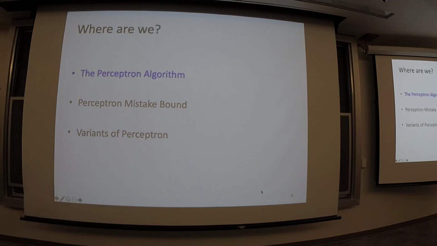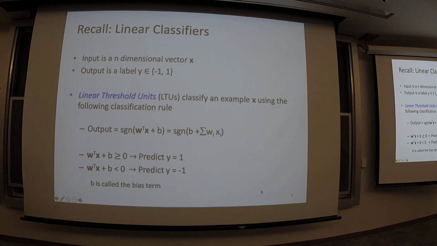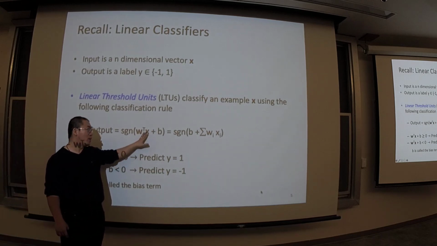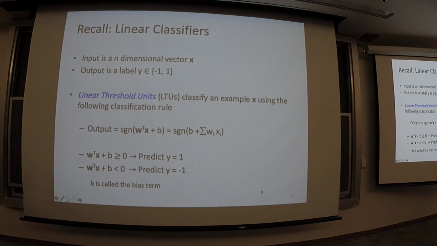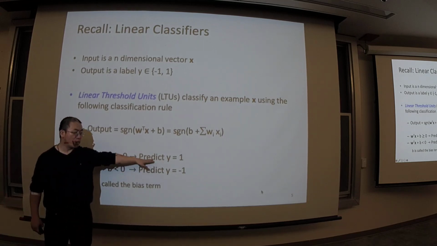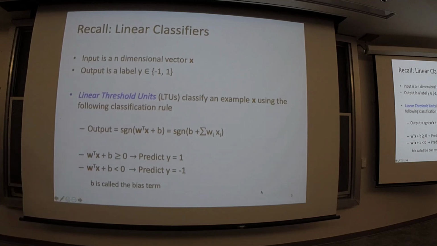So first is the perceptron, right? So we need to briefly refresh our minds about the definition of linear classifiers. In our general definition for linear classifiers, our input is assumed to be an n-dimensional vector. Our output label is binary, either -1 or +1. And our linear classifier, which is also called a linear threshold unit, classifies an example X using the following rule. We first compute a classification function, which is a simple linear function, the inner product between the weight vector and the input vector plus a bias term B. Then we look at the sign, which determines the label. If the classification function is non-negative, we predict the label to be 1. Otherwise, we predict the label to be -1.